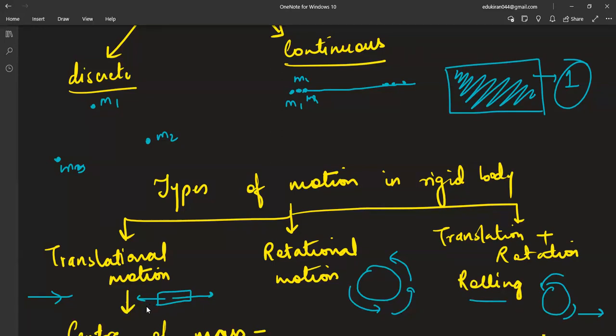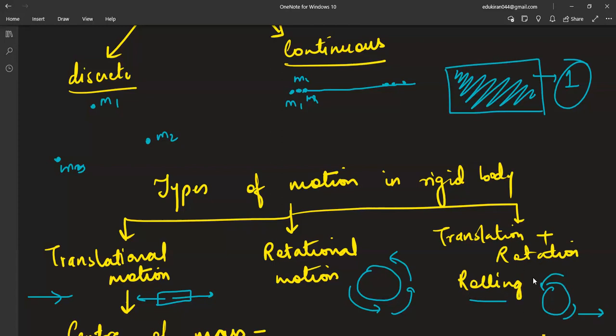See, if you are sliding a brick, that will be translational motion. If the fan is rotating, the fan is not moving further, no. The fan is fixed on the ceiling. The fan just rotates, it doesn't move. But when we talk about tires of the cars, they are moving further also and they are rotating also.